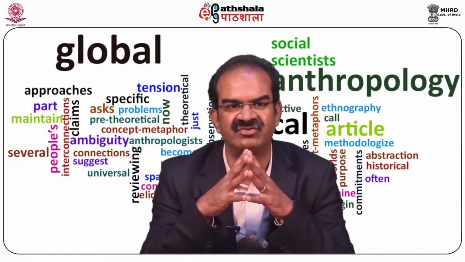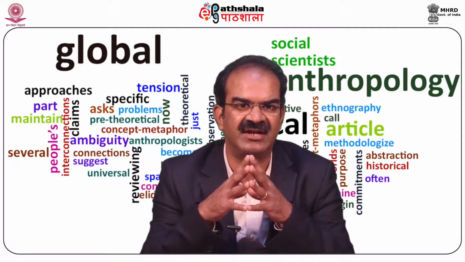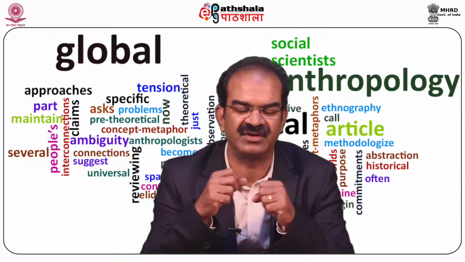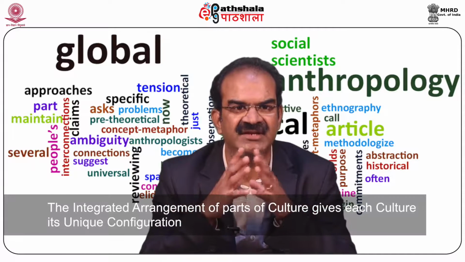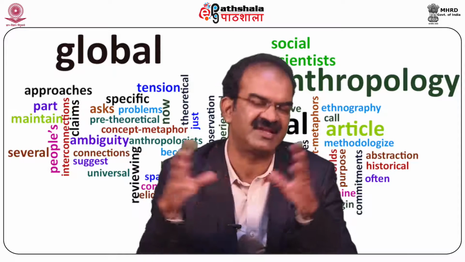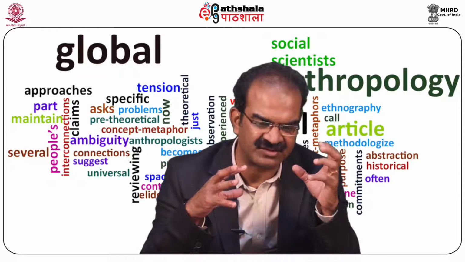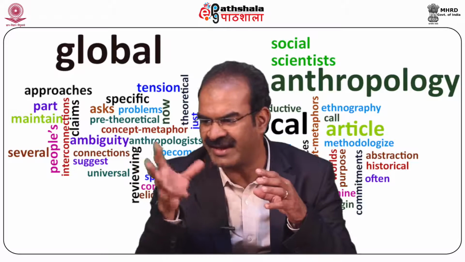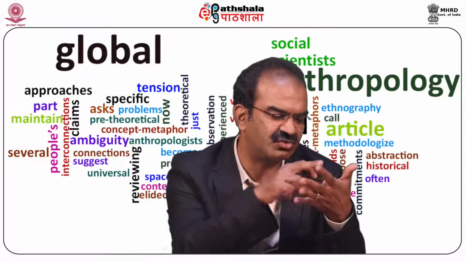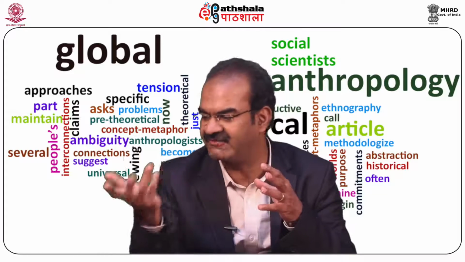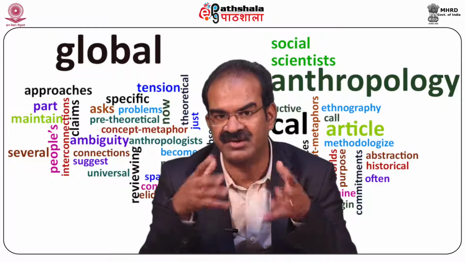So, to put it, we have to say that culture is a coherent system or a coherent whole which is integrated, and it is not just bits and pieces of traits or complexes in any given society. This integrated arrangement of parts of culture gives each culture its unique configuration, in the sense of what makes a particular society or its culture, in what way it is configured. If you look at any system mechanically, we try to see how it is configured. In that aspect, we can also see how a given culture or society is configured and how it is being manifested.